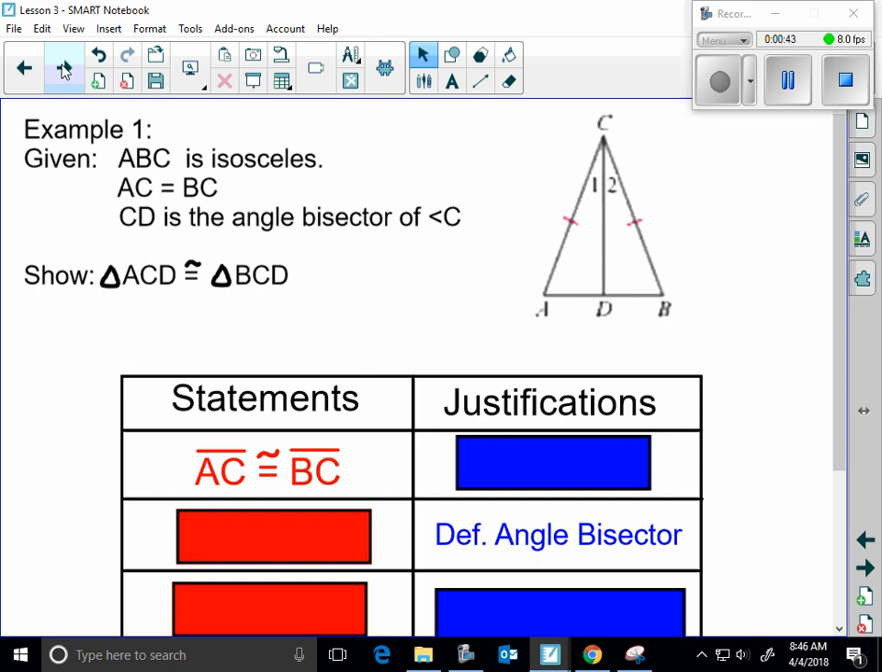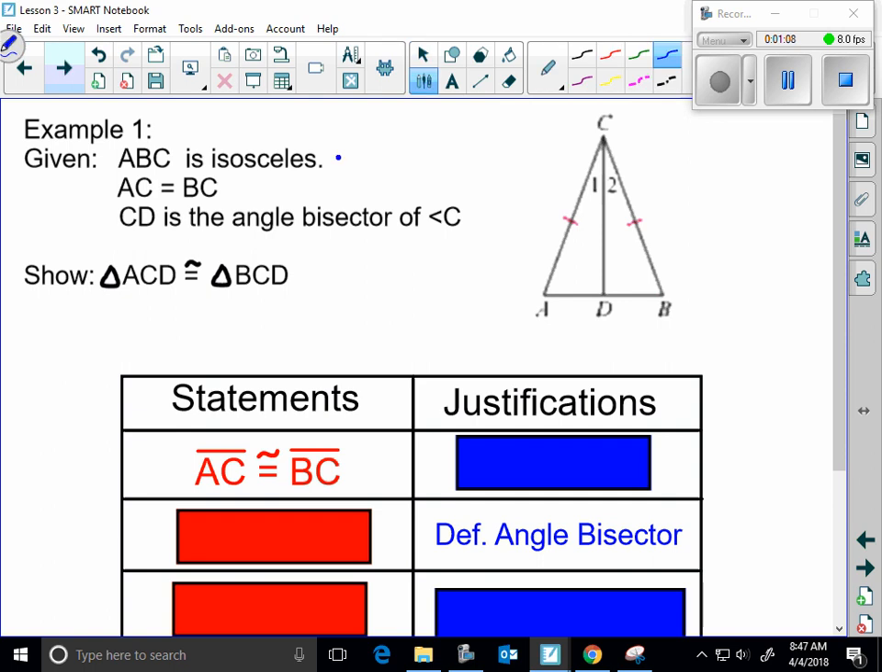Okay, so what do we know? Well, let's look at example 1. We've got this triangle split into 2 triangles. We're given 3 items. ABC is isosceles. We're given that AC equals BC. And we're given that CD is the angle bisector of angle C. So let's make some markings here real quick.